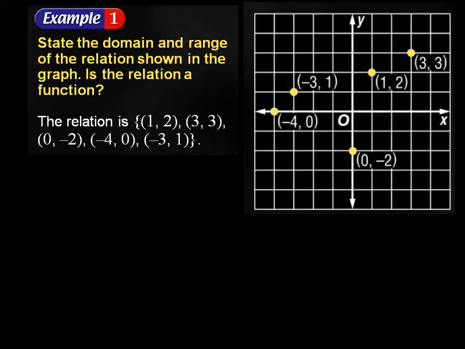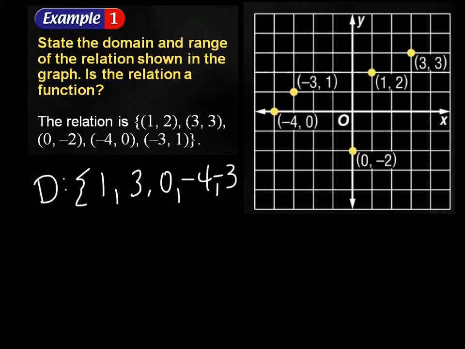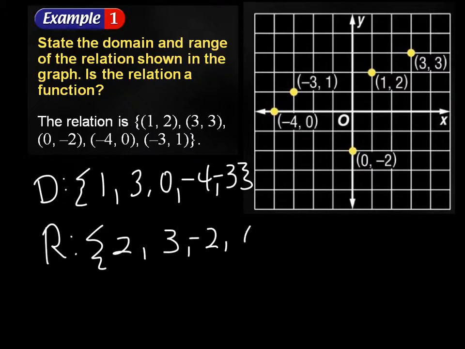State the domain and range of the relation shown in the graph, that is the relation of function. Domain, I'm going to be lazy and just put a D. It's just a list, so I'm just going to list my x's. I have 1, 3, 0, -4, and -3. If you look in the back of the book, they'll list them in order. Order is not important. For the range, my y's are 2, 3, -2, 0, and 1.